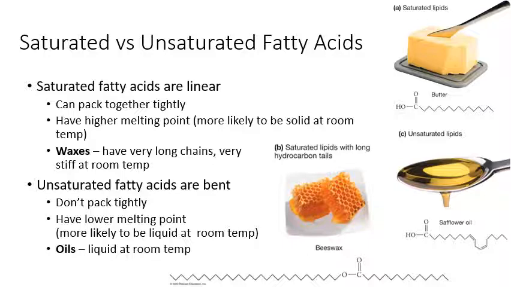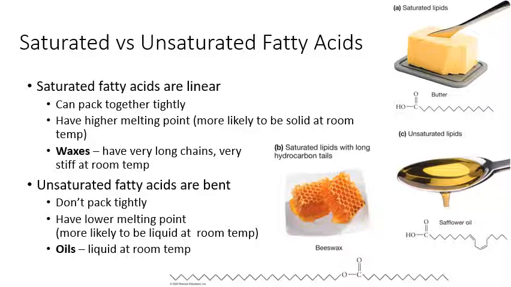Then we have a couple special types of saturated and unsaturated fatty acids. For the saturated fatty acids, we have waxes. A wax is a type of saturated fatty acid that has a really, really long chain. And the fact that the chain is so long and that it's straight, so you can get them all packed in really tightly together, makes it really hard to melt the waxes. So they have really high melting points, and at room temperature, they're not just solid, they're very stiff and hard to manipulate.